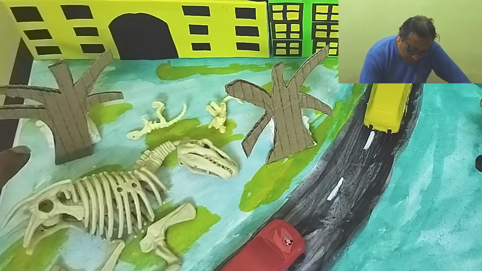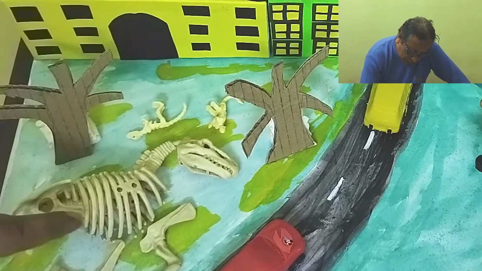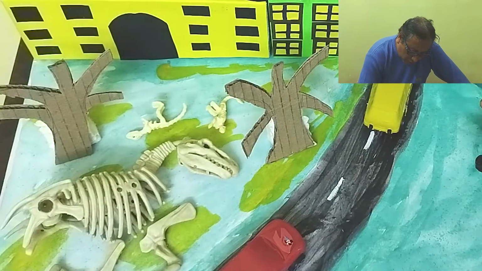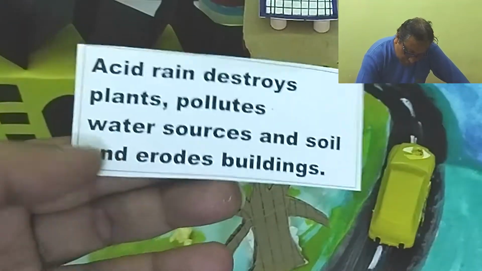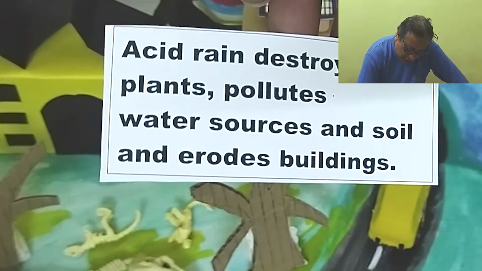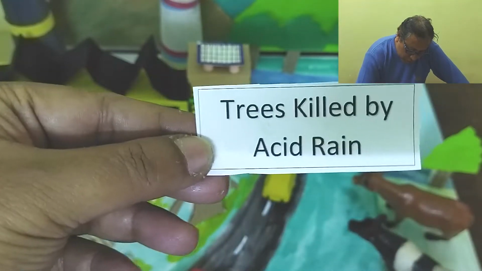Acid rain is caused by a chemical reaction that begins when compounds like sulphur dioxide and nitrogen oxides are released into the air.